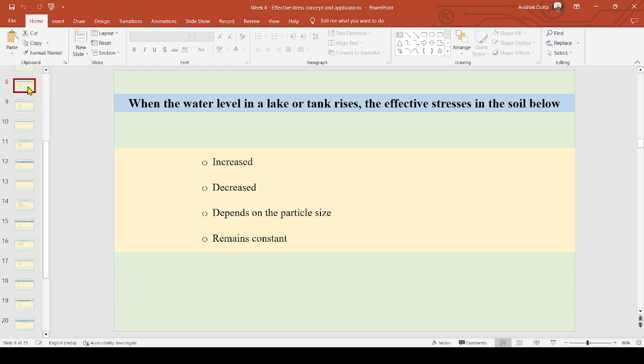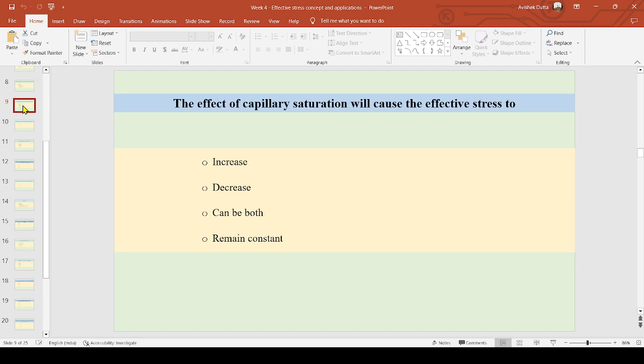Next question. The effect of capillary saturation will cause the effective stress to increase, decrease, can be both, or remain constant.